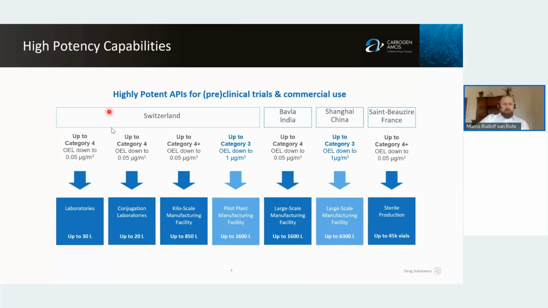For all kinds of chemistry, I said in the beginning, we do HiPo chemistry. What we call HiPo is highly toxic compounds, typically from oncology or oncological use. The highest category we have is 4+, so this is with a very, very low OEL of 0.05 microgram per cubic meter. Very highly toxic material. We can handle that at a couple of sites. In India, we do category 4 and some see category 4+. So this is really a standalone sign for CARBOGEN and one of our core business.